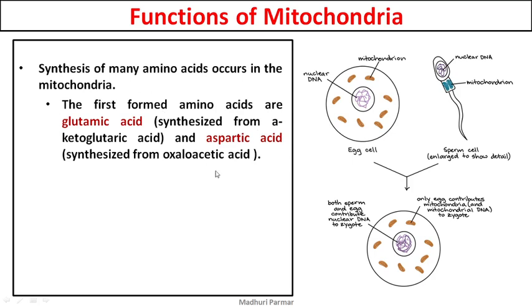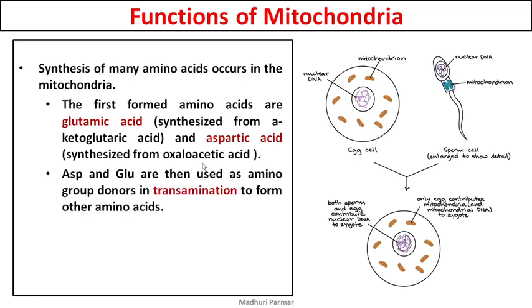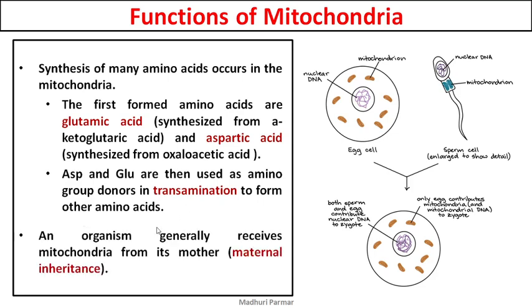From this glutamic acid and aspartic acid, these amino acids will be used to make newer amino acids. How? Different keto acids like oxaloacetate or alpha ketoglutarate, to them the amino group will be transferred and a new amino acid will form. So by transamination.